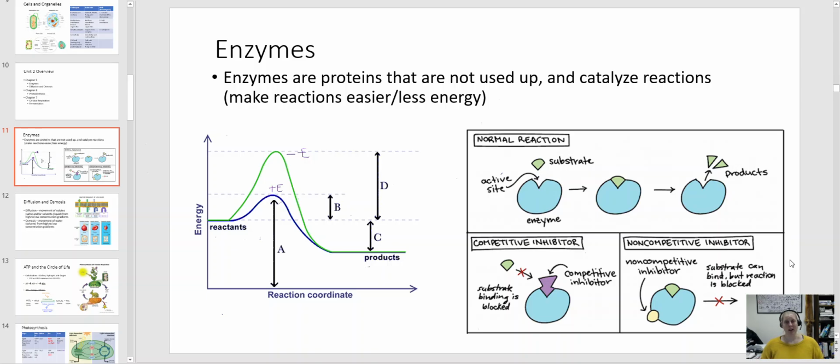Enzymes work in that lock and key model where they are substrate specific, and we're going to have particular enzymes for particular jobs because that makes them most efficient. If enzymes are not specific, they are not overly efficient. Competitive inhibition will block the enzymes directly from binding to the active site. Non-competitive inhibition changes the shape of the active site.